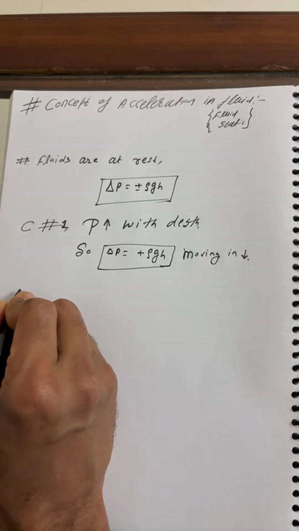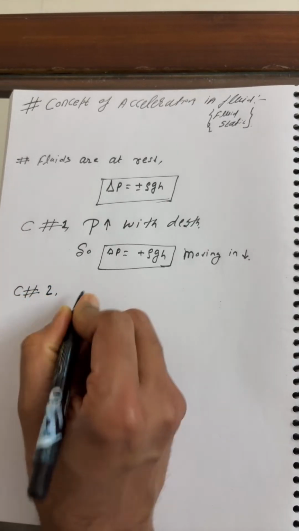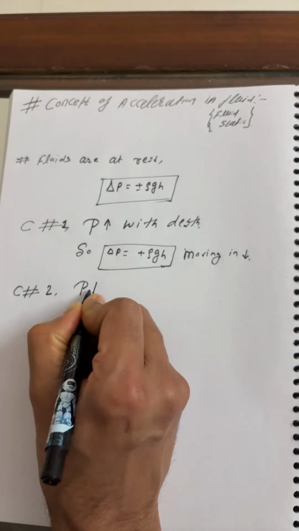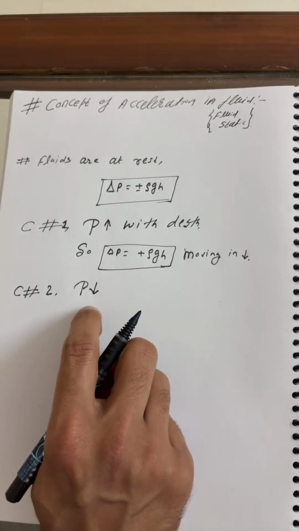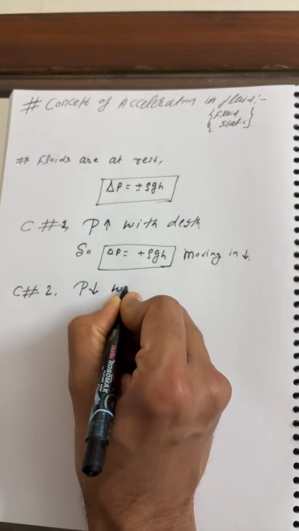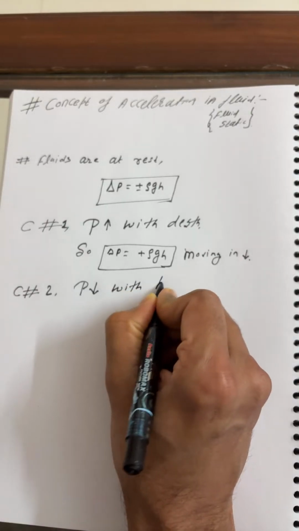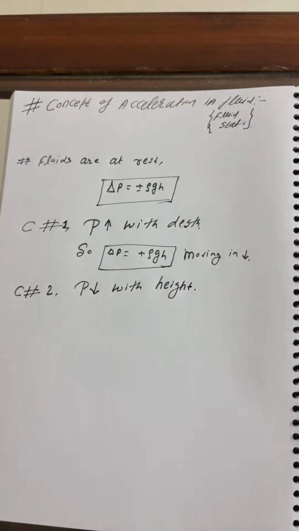Students, this is case 2. What is case 2? Pressure decreases. This arrow is in the upward direction. So what can you say? Pressure decreases with height.